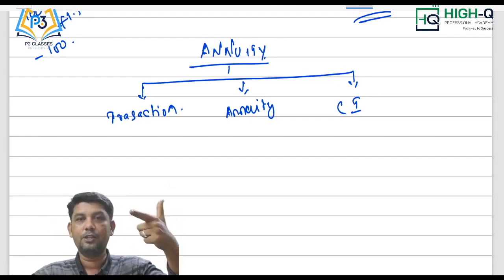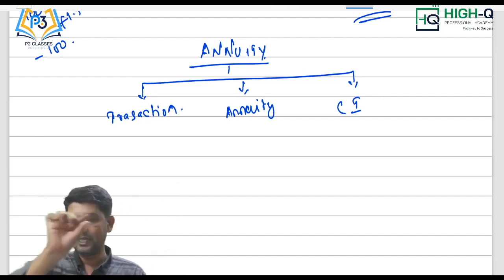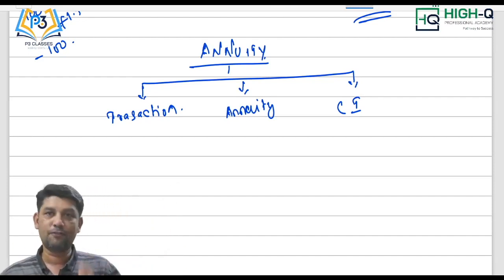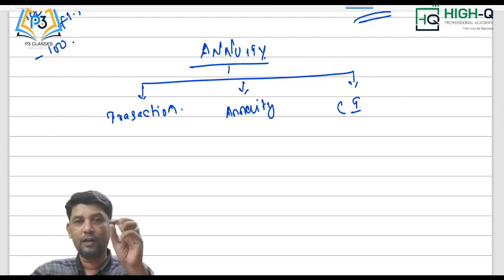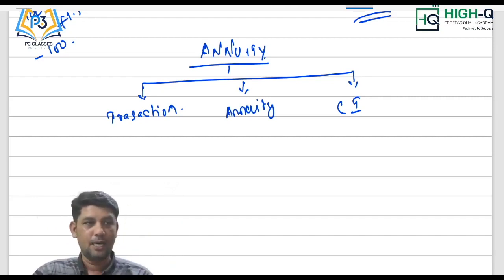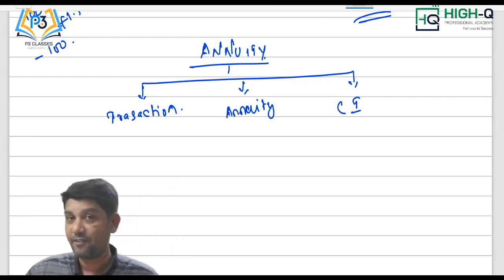Investment, and the other one is what? Borrowing. Of course, by reading the question, you'll come to know whether it is based on investment or based on borrowing. For example, a man invested the amount, a man deposits, a sinking fund is created. A sinking fund is what? Investment.